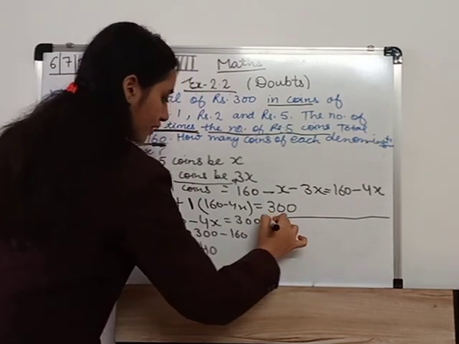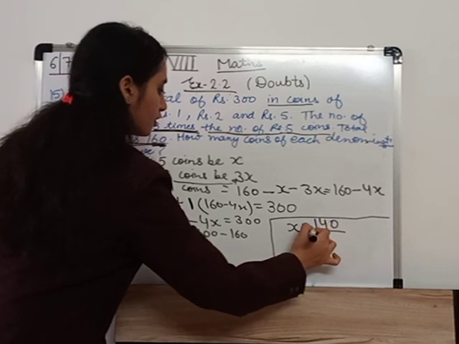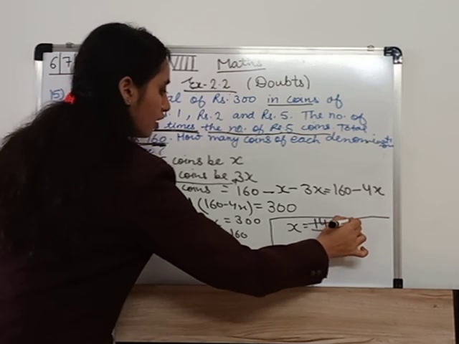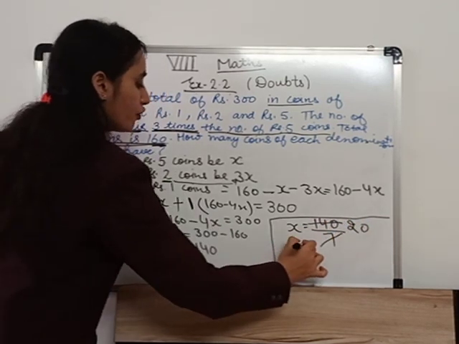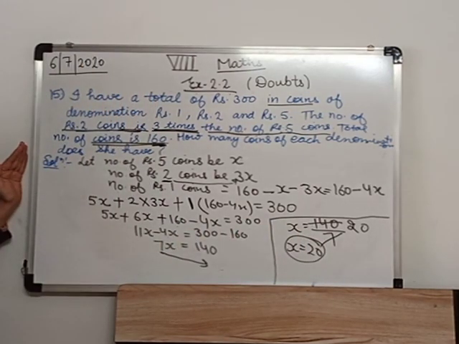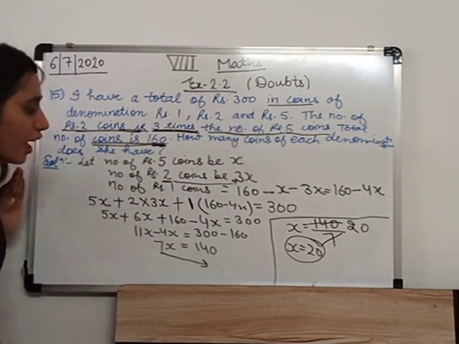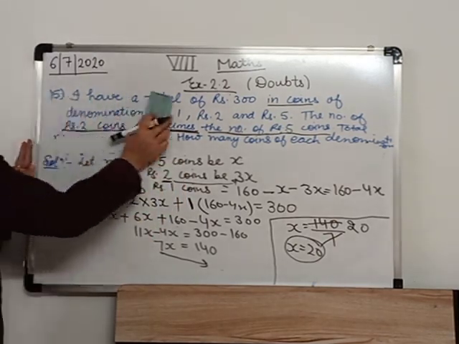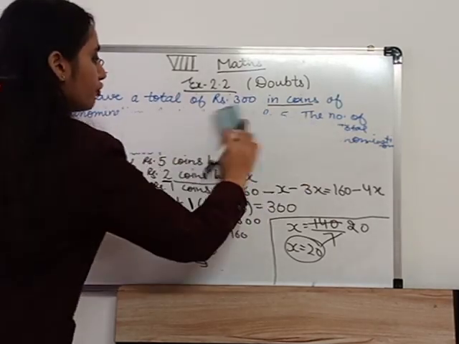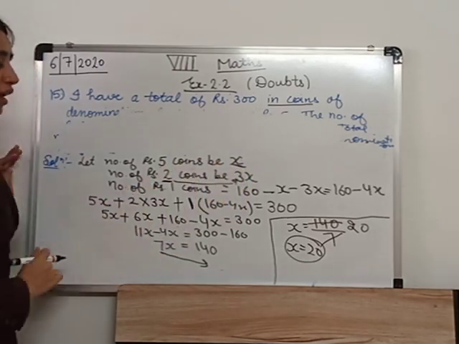So the value of x is equal to 140 upon 7. 7 2s are 14, 20. Value of x is equal to 20. Okay. Now the number of 5 rupee coins she has. How many 5 rupee coins does she have? Put the value of x here.